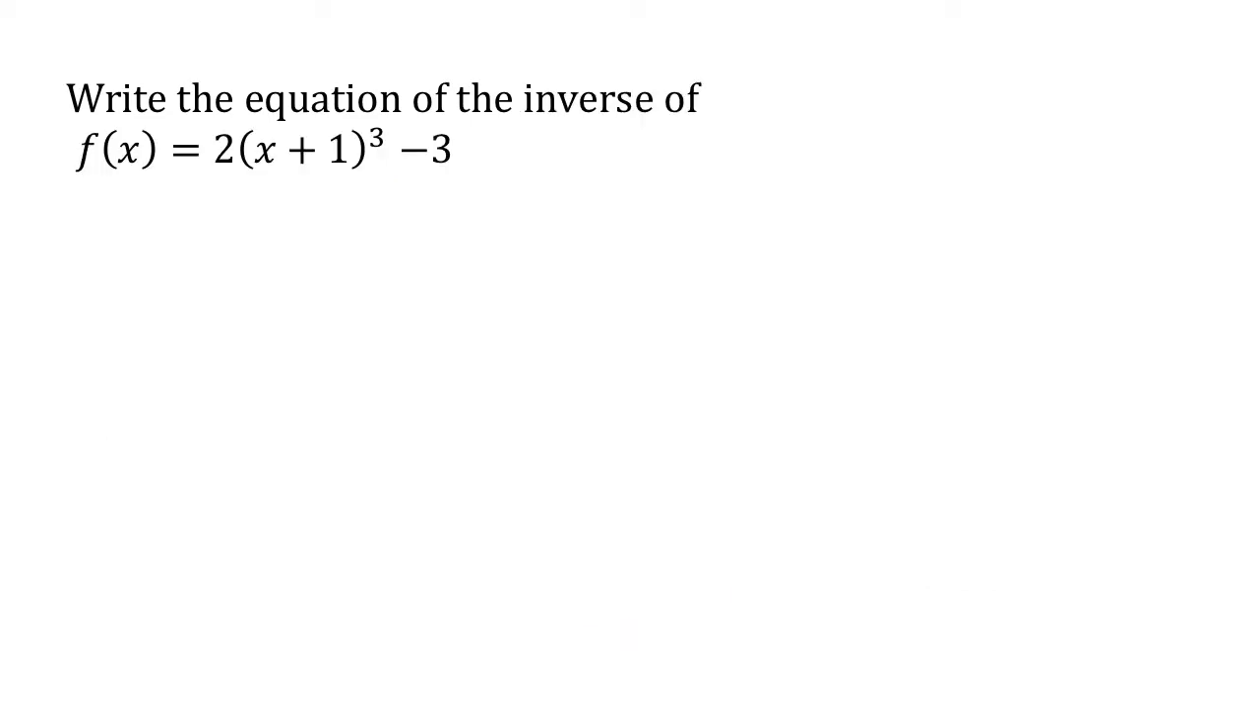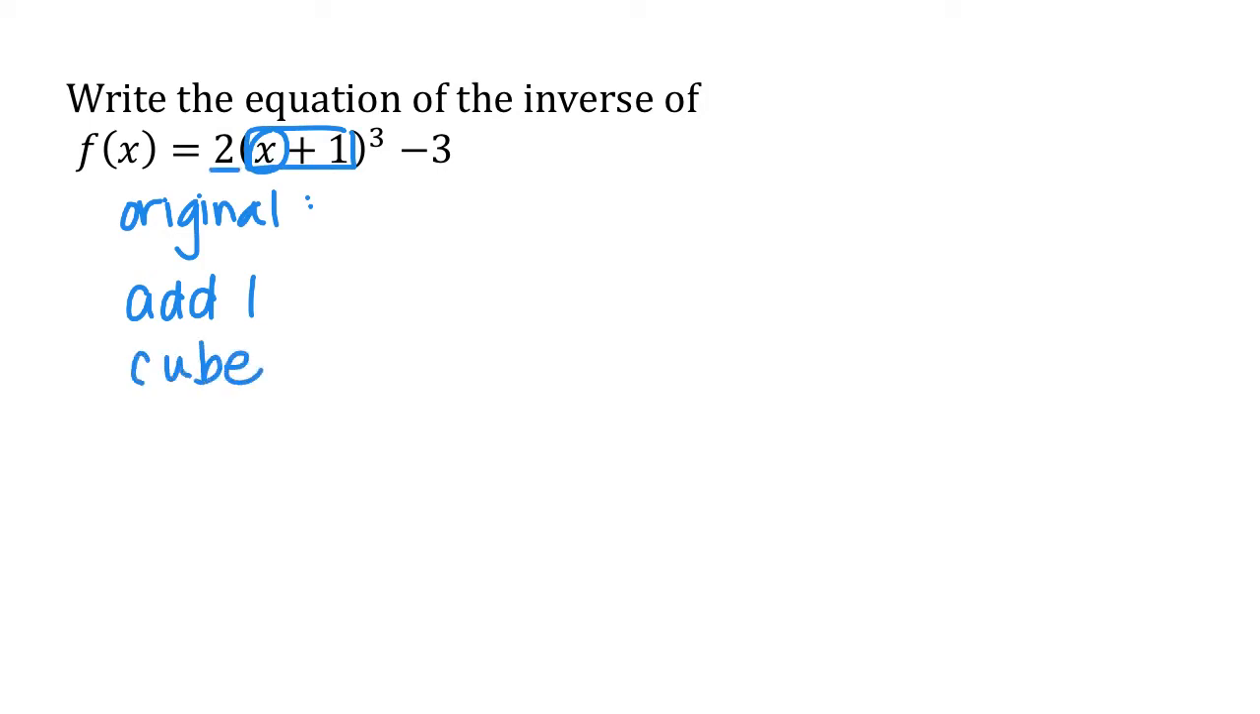Okay, let's try another one, but this time it's a cubic function. We're going to end up taking a cube root. So again, I'm just going to start listing the operations in the original function. If we were plugging in a number for x in the original function, we would add 1 to it. You would get a number in the parentheses, and then you would cube that. Then you would multiply by the 2 in front. And at the very end, subtract 3. So that's the order of operations in the original function.